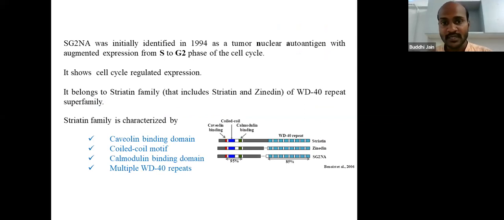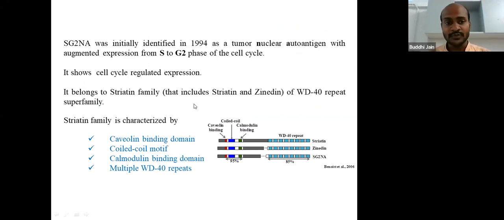This protein SG2NA was initially identified as a nuclear autoantigen in lung and bladder cancer patients, and its expression increases during S and G2 phase of the cell cycle. That's why it was named SG2NA. This S and G2 denotes the cell cycle phases, and NA is the nuclear autoantigen. So this protein shows a cell cycle regulated expression.